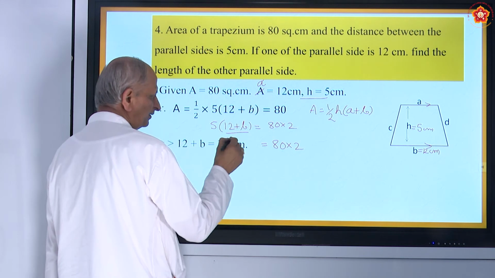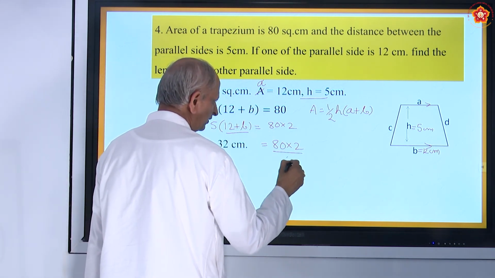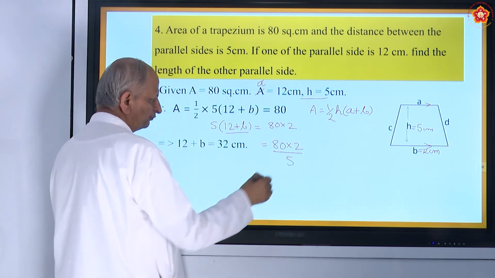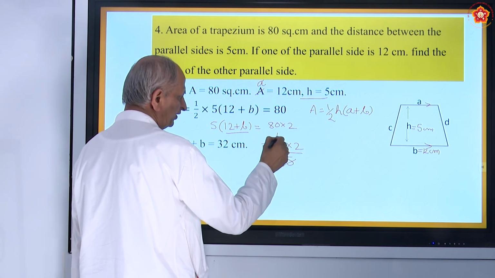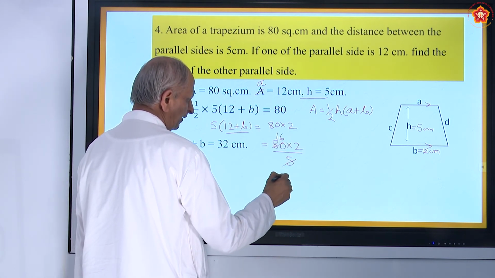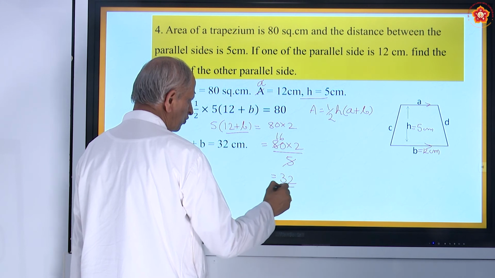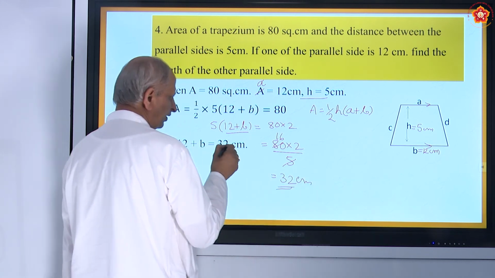Here it is multiplied, and you bring the other side becomes by 5. 5 ones are 5, 16 twos are 32. So that is 32 centimeters. That is how you got it.